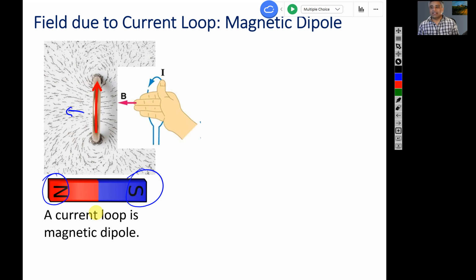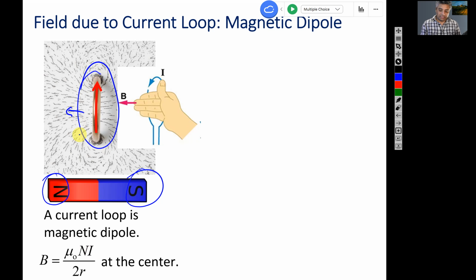But the strength of the magnetic field is not going to be that large, so if we want to make it stronger... By the way, that magnetic field is given by this equation. It looks very similar, but not exactly the same. Remember last time we had 2 pi r in the denominator? Now we have just 2r, no pi. And n is the number of turns. If this is just a 1-turn coil, then n is just 1.